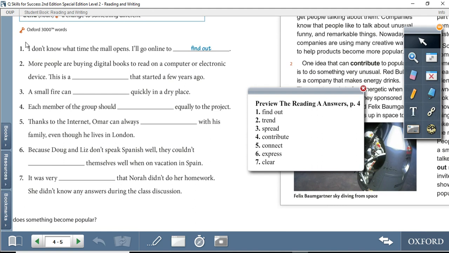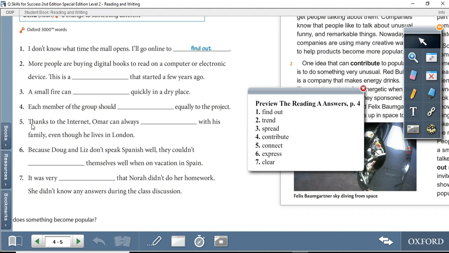Number 1, I don't know what time the mall opens. I'll go online to find out. 2, more people are buying digital books to read on a computer or electronic device. This is a trend that started a few years ago. 3, a small fire can spread quickly in a dry place. 4, each member of the group should contribute equally to the project.